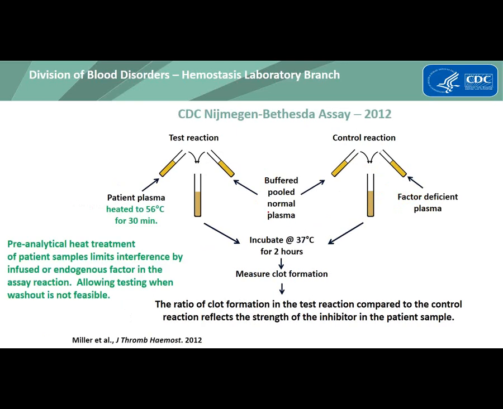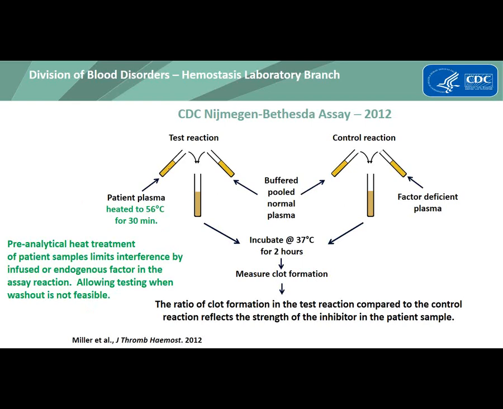But then more recently, in 2012, here at CDC, Connie Miller and colleagues described a pre-analytical heat treatment step modification to the Nijmegen-Bethesda assay, in which patient plasma is heated to 56 degrees for 30 minutes prior to the reaction. And this pre-analytical heat treatment of patient samples was shown to limit interference by either infused or endogenous factor in the assay reaction. And this modification allowed for testing when washout was not feasible.